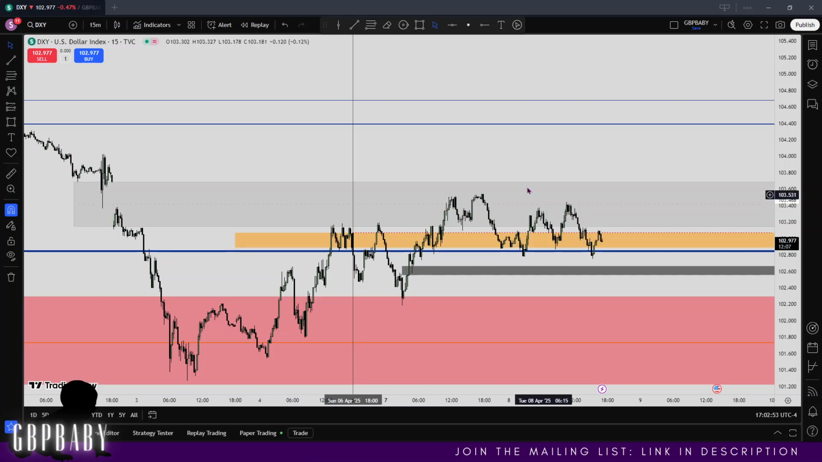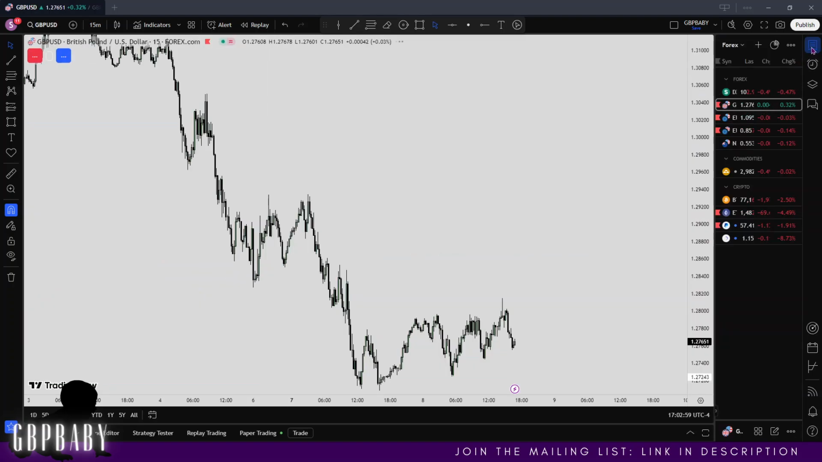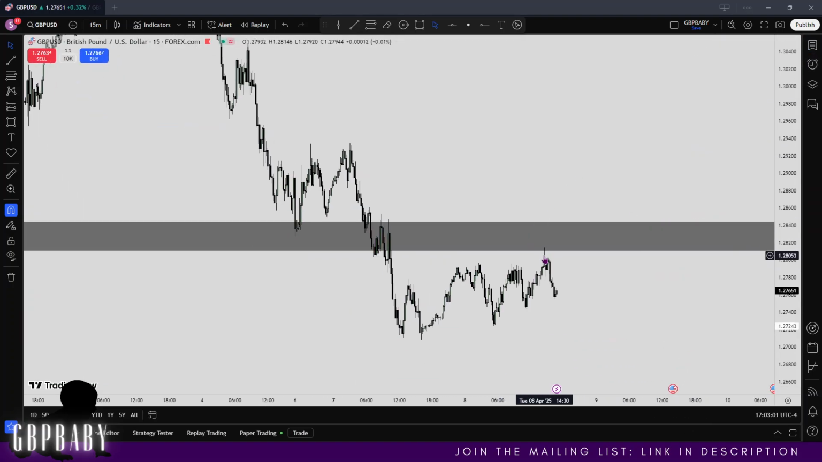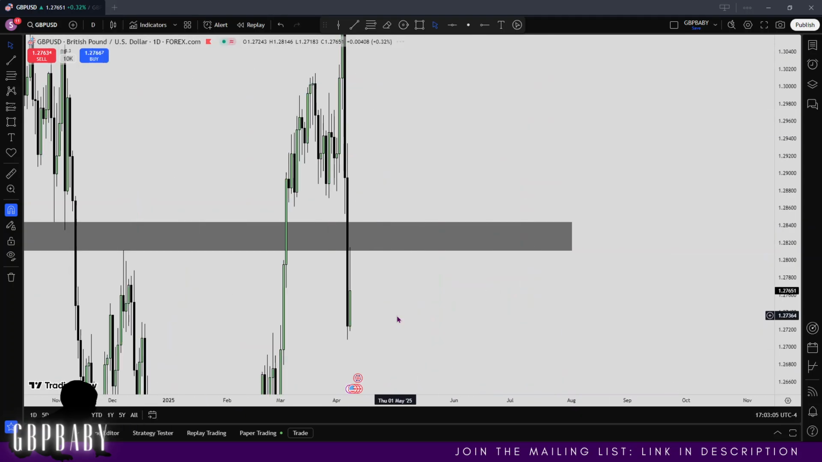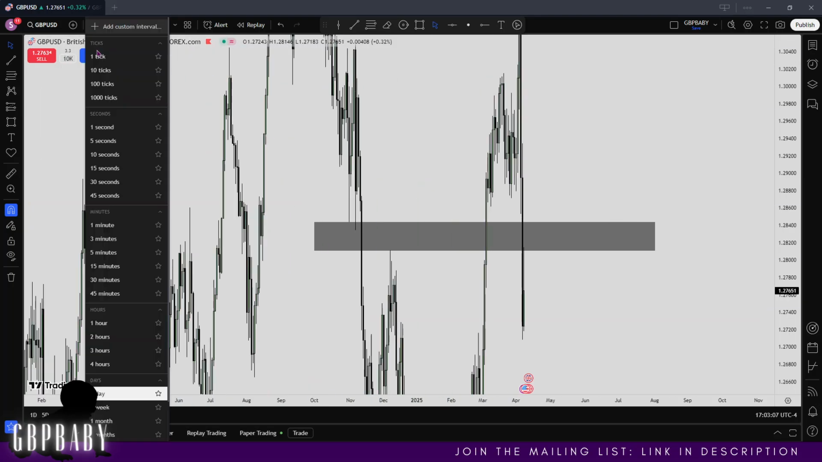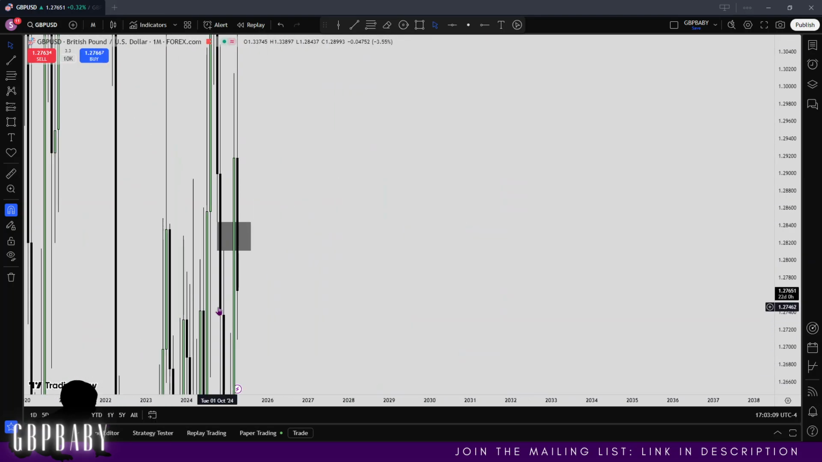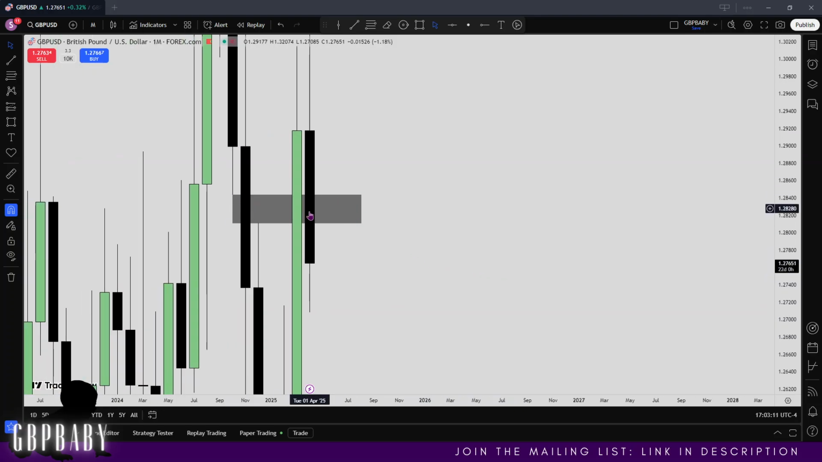But other than that, very consolidated day, lots of back and forth price action, just time to be a little bit more patient. So let's head on to GBP USD. You'll see how that traded, and look at that, we tapped right into the level I was talking about yesterday. So let's go to the daily real quick, and this is drawn from the monthly, I believe. Yes, this is an inversion fair value gap from the monthly.